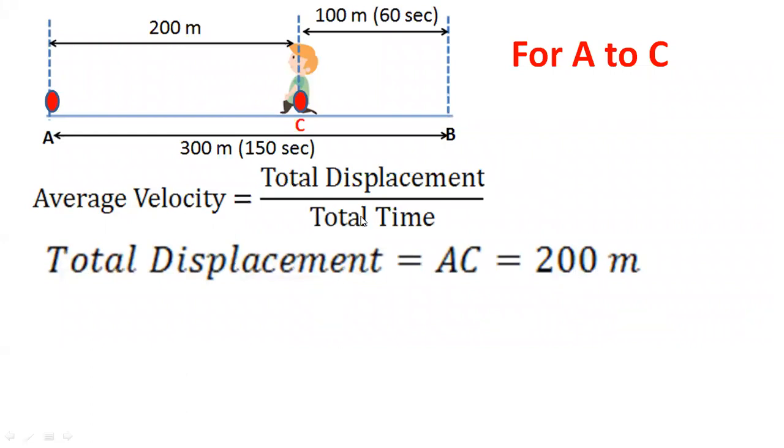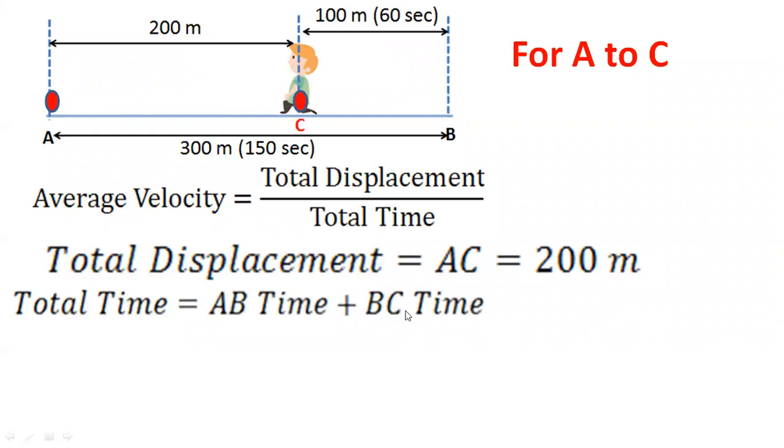What about total time? Time would be the same, because we have to take both the times, 150 and 60. We cannot just take the time for the second journey. We have to take the total time. Time would not change. So time would be AB time plus BC time. So that is how much? 150 plus 60. So that is 210 seconds.